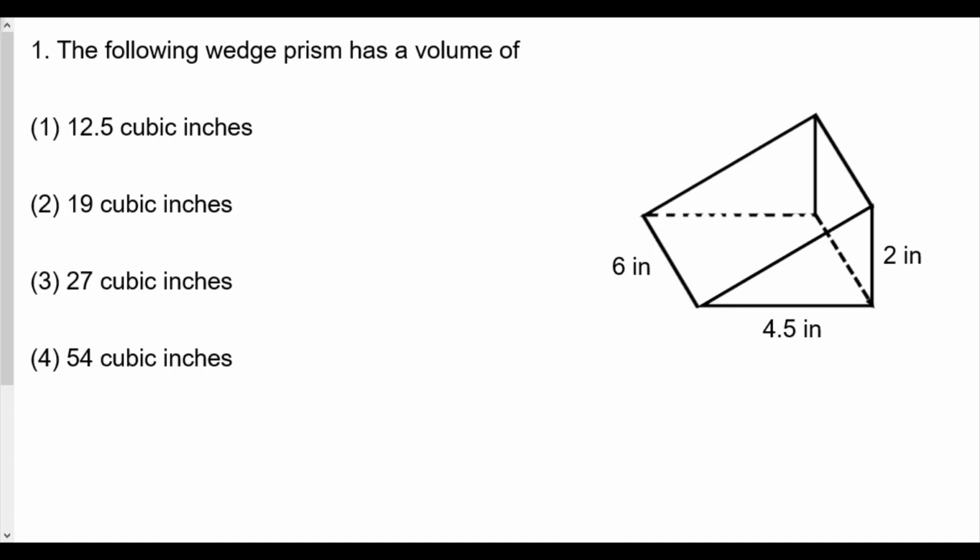The following wedge prism has a volume of, and so we have here a right triangle. Otherwise, there's no way we'll find this answer, because there are no angles here. So this is really going to be a right triangle. I'll put a little rectangular symbol here to form a right angle. So this is a right triangle, and this is the congruent right triangle here too. So in this case we're going to find the area of the triangle.